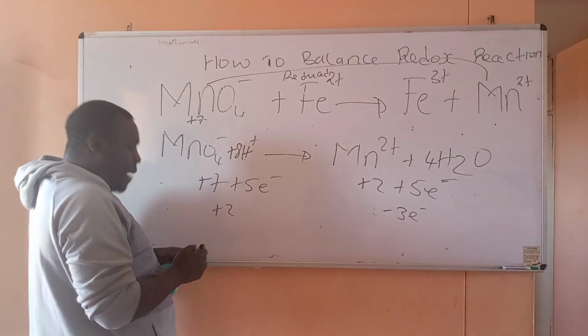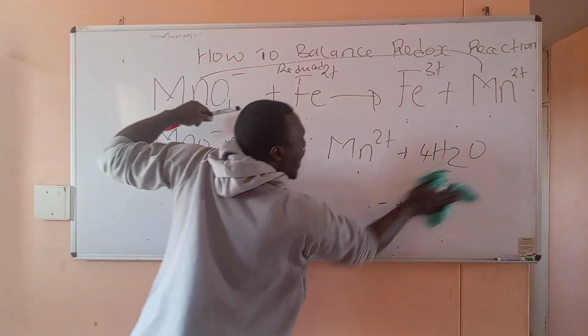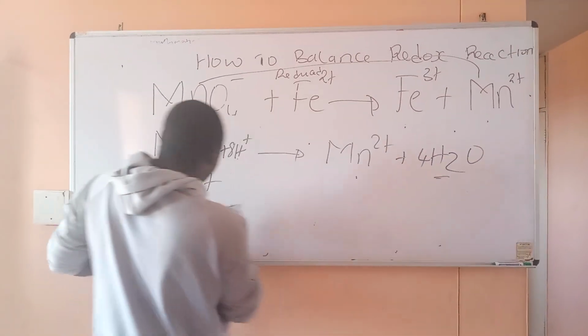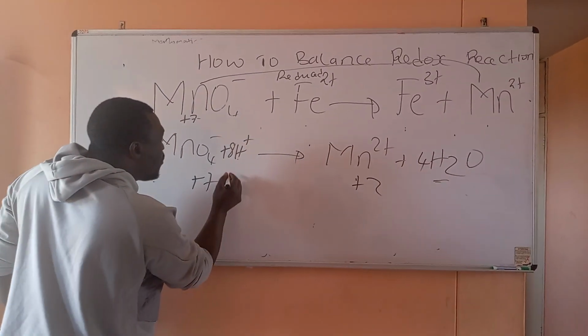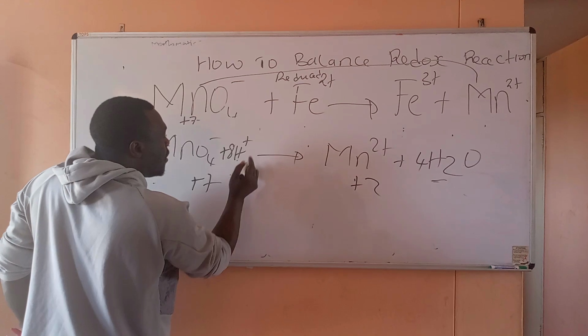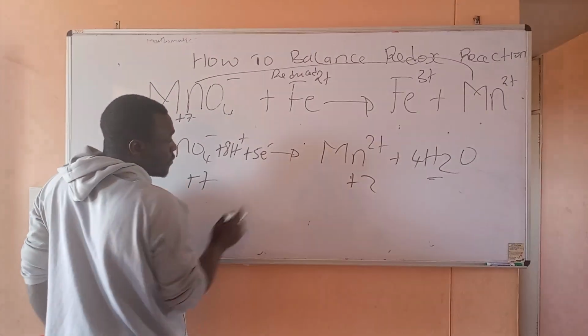So where will I put my electrons? Please, I have to put my electrons where the charge is too high, where it's too positive. So this is too positive. Plus 7 is more than this. So I put 5 electrons on this side. Plus 5 electrons. Are you seeing?